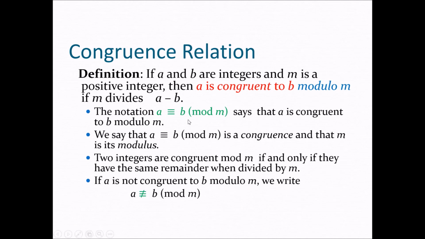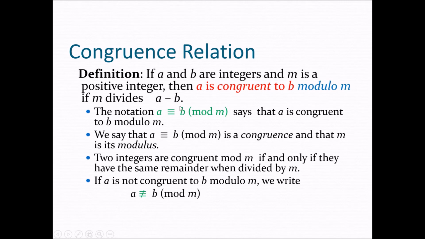Next definition, congruence relation. We define the congruence relation for two integers: if a and b are two integers, a and b can be any integers, and m is a positive integer, then a is congruent to b modulo m if m divides a minus b.